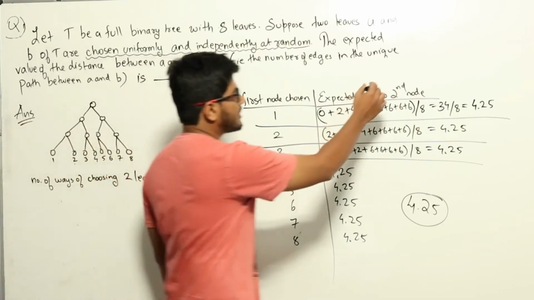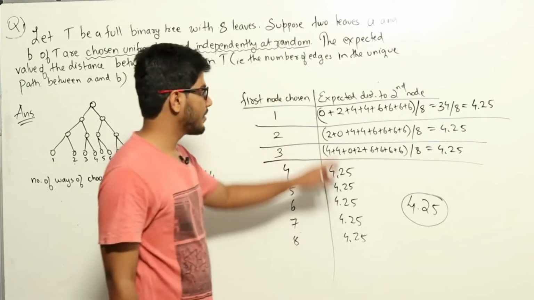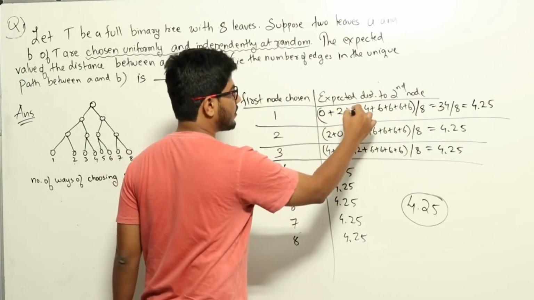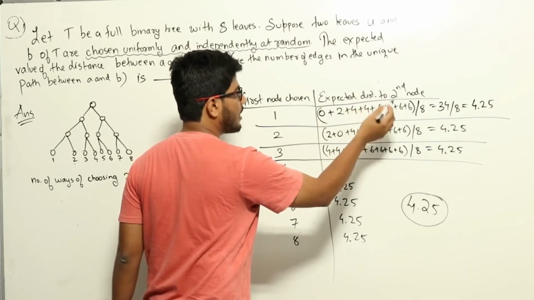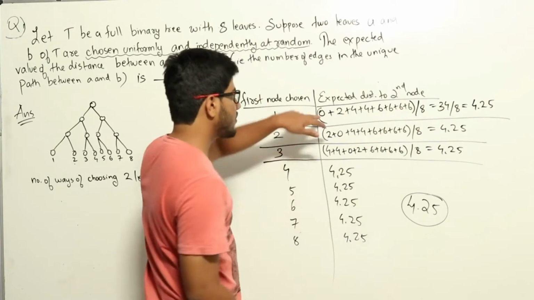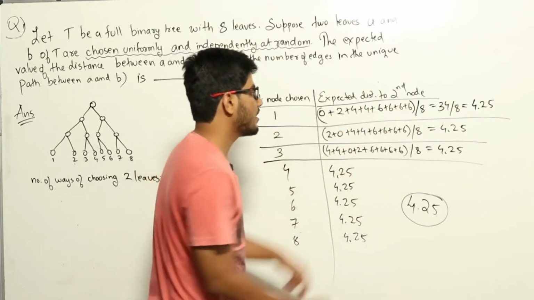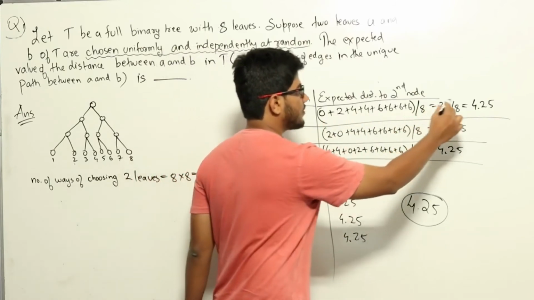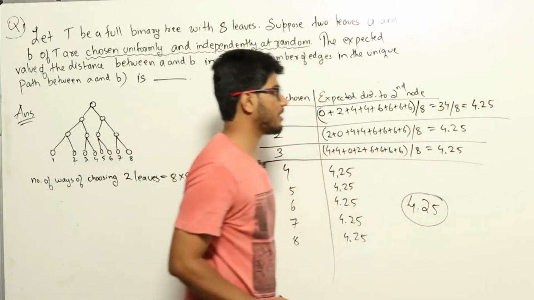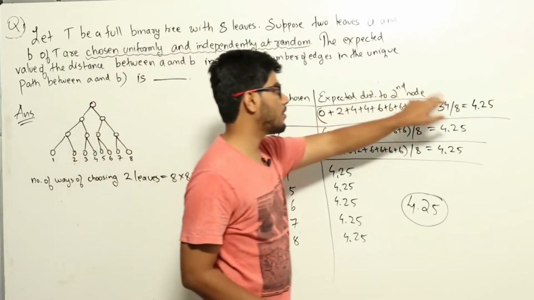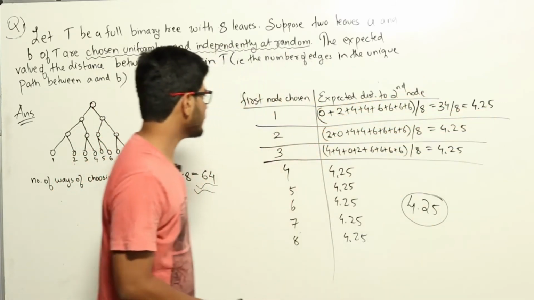Therefore, the expected distance to the second node will be, in one case we got 0, in one case we got 2, in two cases we got 4. So I am writing 4 plus 4, and in 4 cases we got 6. That is 6 plus 6 plus 6 plus 6. Each of these are equiprobable. So we can just take this value divided by 8 to get the expected distance. That will be 34 by 8, that is equal to 4.25. So if the first node chosen is 1, then the expected distance to the second node will be 4.25.